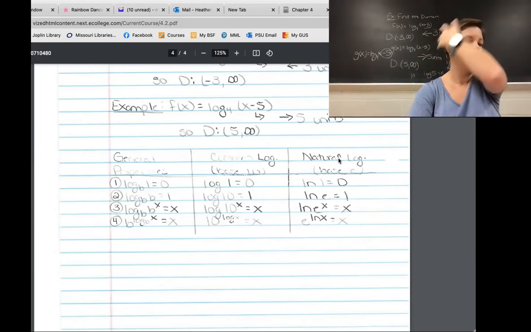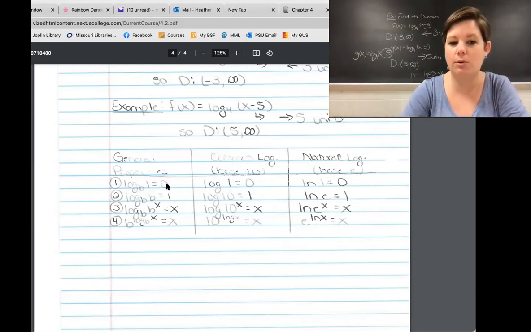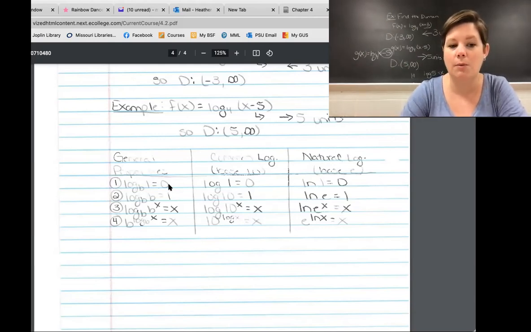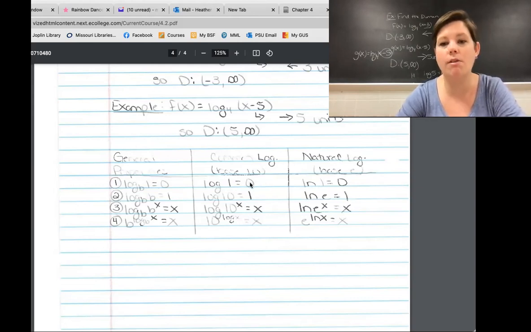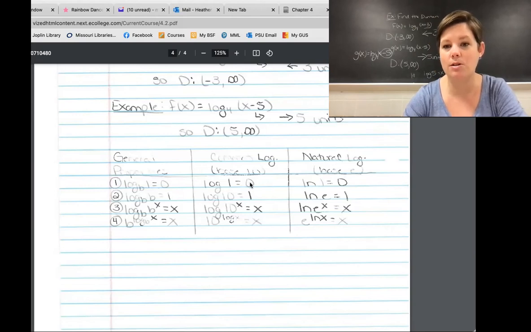Okay, so the first property says log base b of 1 equals 0. We've already had this property on the front board, and what that means is that log of 1 equals 0, always. ln of 1 equals 0, always. And that's because if you think about the base becoming the base and the answer becoming the exponent, anything raised to a 0 exponent is going to be 1.